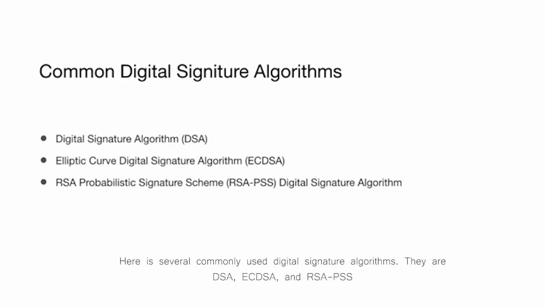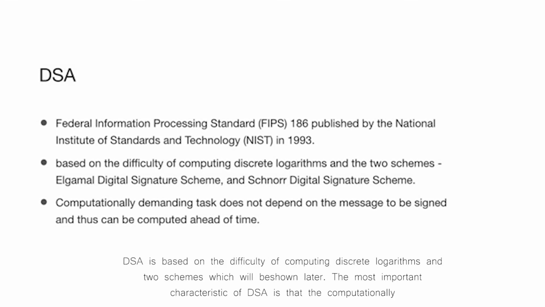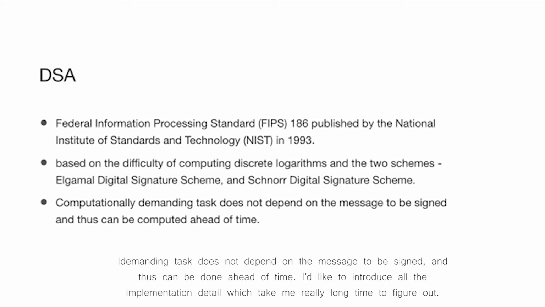Here are several commonly used digital signature algorithms. They are DSA, ECDSA, and RSA-PSS. DSA is based on the difficulty of computing discrete logarithms and has 2 schemes, which will be shown later. The most important characteristic of DSA is that the computationally demanding task does not depend on the message to be signed, and thus can be done ahead of time.